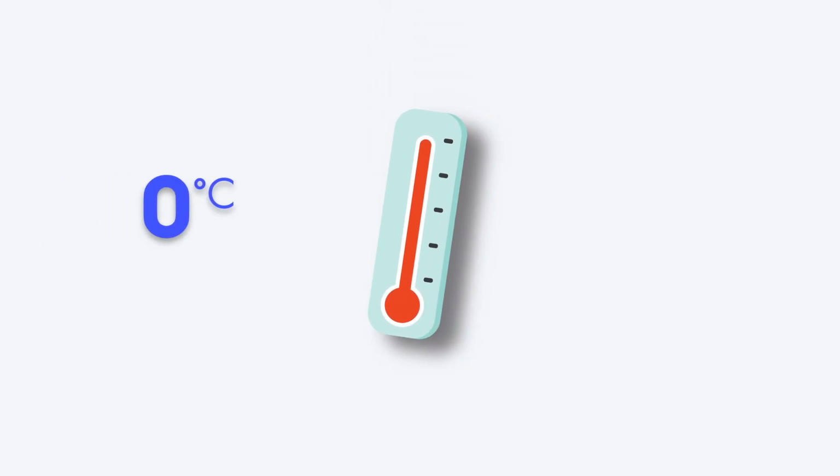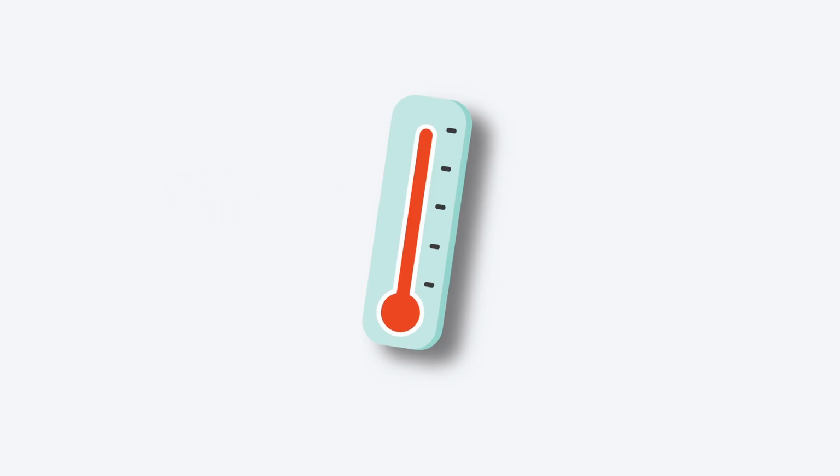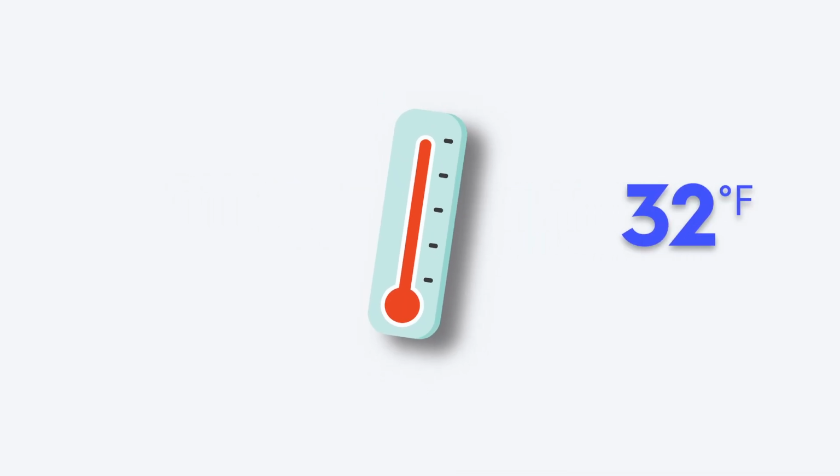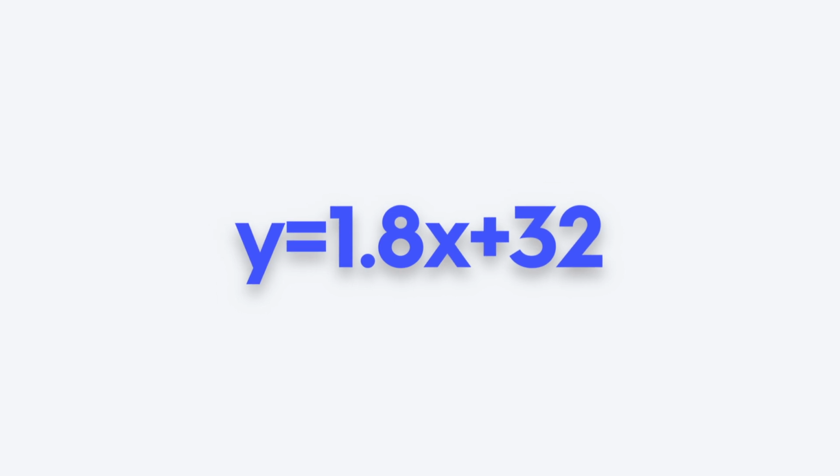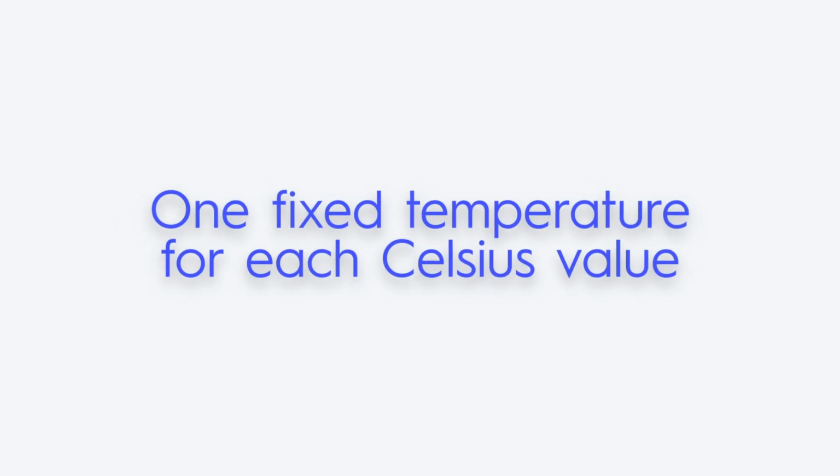Now consider converting Celsius to Fahrenheit. Plug in 0 degrees Celsius, and you always get 32 degrees Fahrenheit. That formula, y equals 1.8x plus 32, gives one fixed temperature for each Celsius value every time.